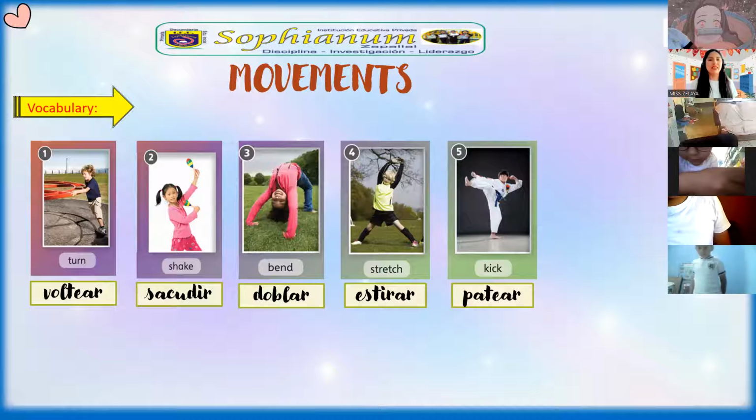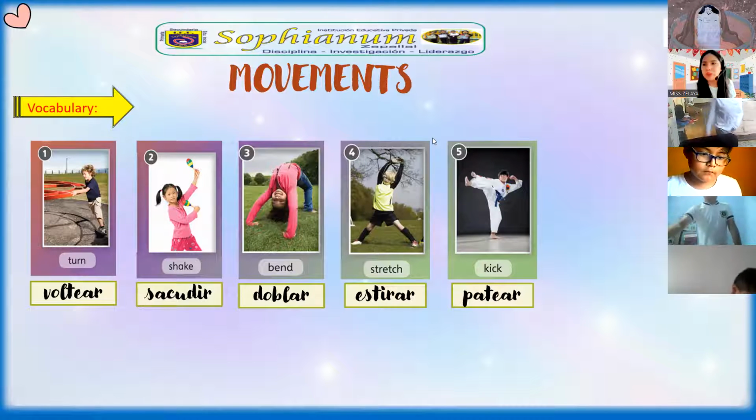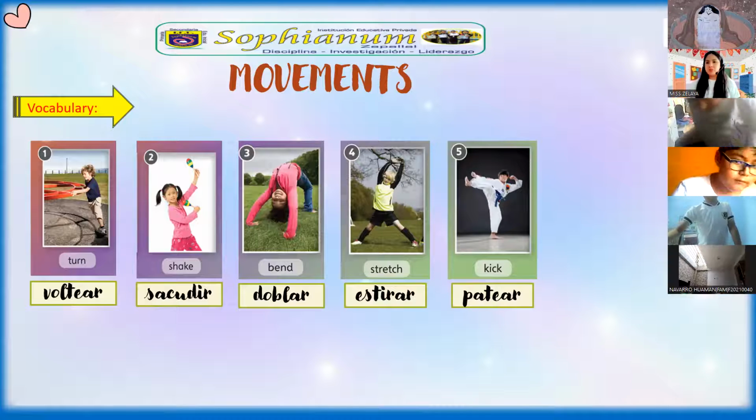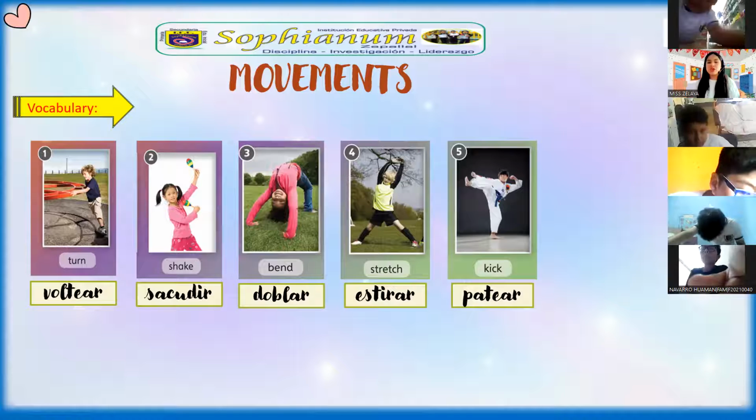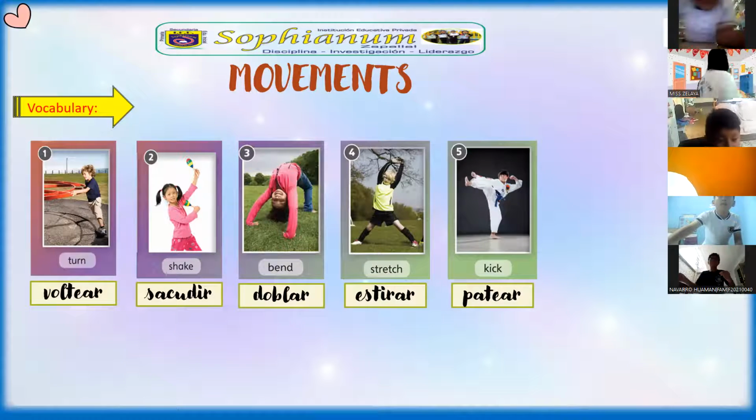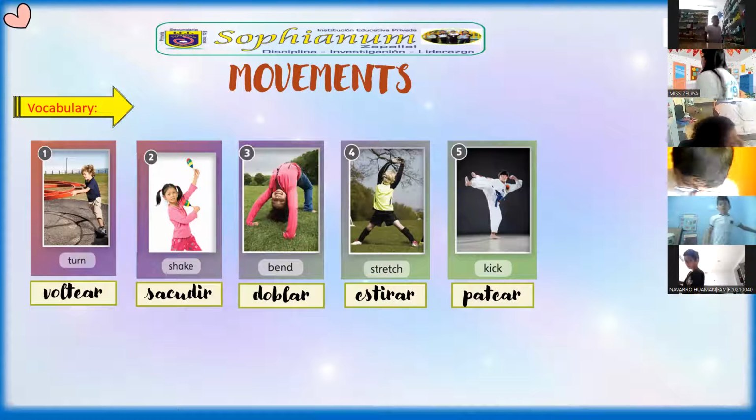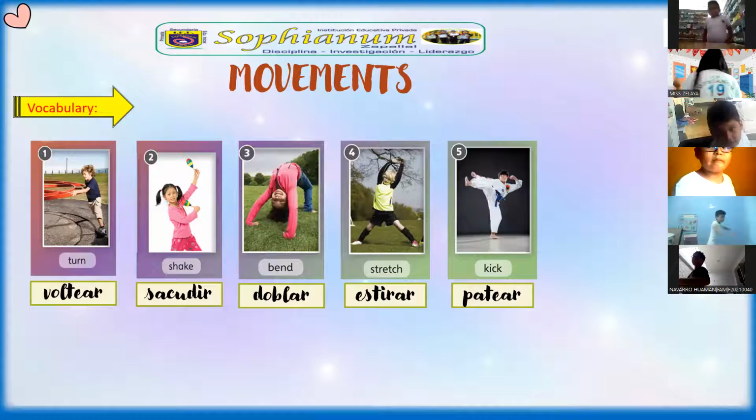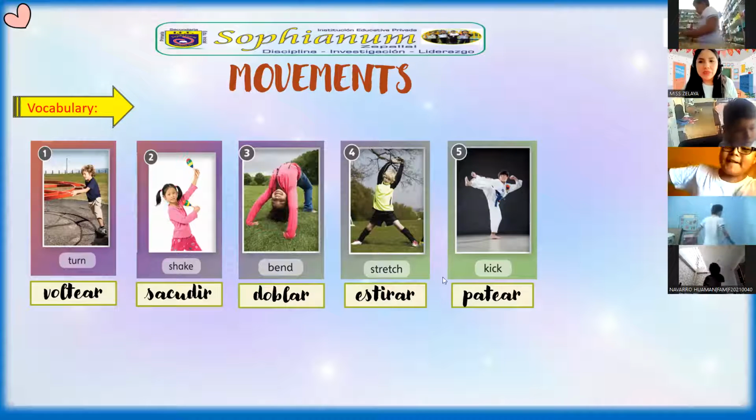Let's start with the number one. What is the movement in number one, students? Turn. Very good. Okay, students. One, two, three, turn. Turn around. Let's turn. Turn around, okay? Excellent, good job.